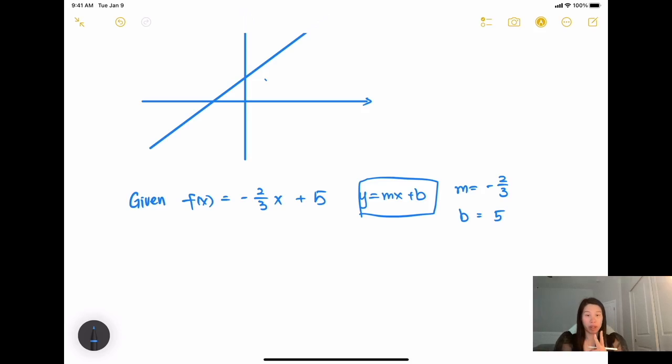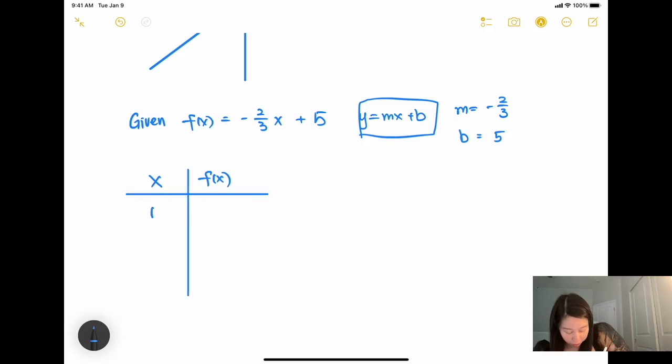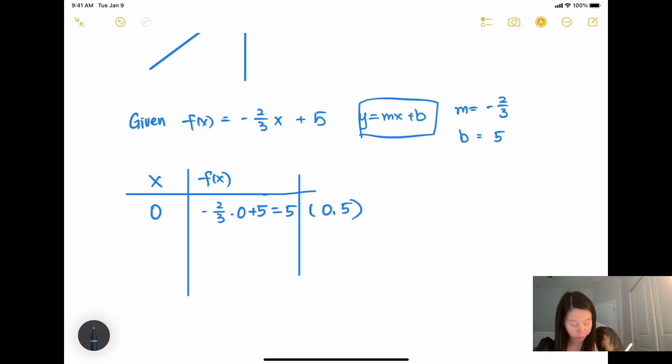So there are two ways to do it. Either you can make a table to find 2 points and connect these 2 points together. So now let's do this. If I find 2 points, let's make a t-table. If x equals 0, f(x) equals -2/3 times 0 plus 5. So this equals 5. So I have the first ordered pair 0, 5.